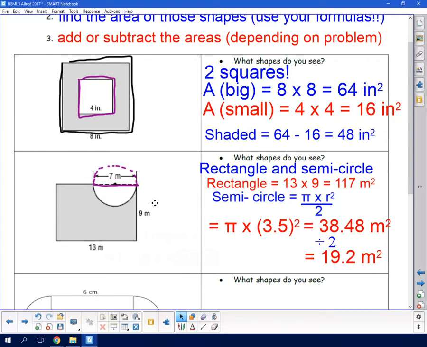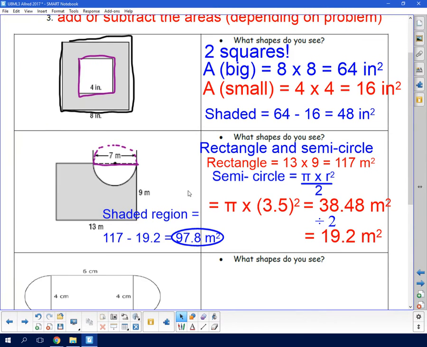Okay? If I want to find the area of that shaded region, I have the whole rectangle, but somebody took a big old bite right off the top right corner of it. So I'm going to take 19.2 and subtract it from 117. The area of the shaded region there is about 97.8 meters squared.